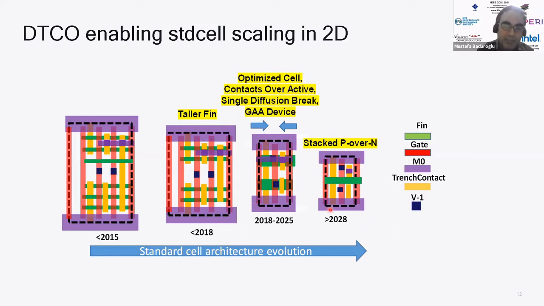And finally, by 2028, a CFET-like device with PMOS over NMOS, which is basically further reducing the cell height, another leapfrog jump on the cell height by this generation, which is typically around 1.5 nanometer nodes.